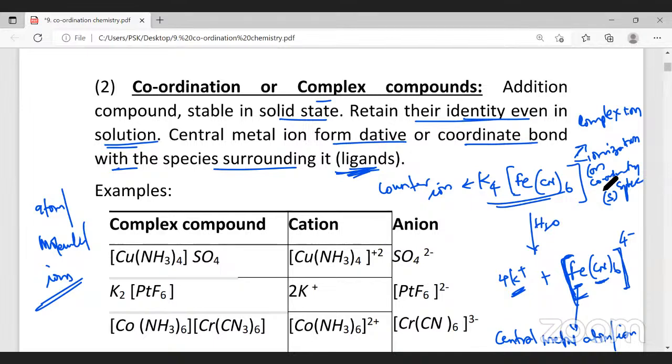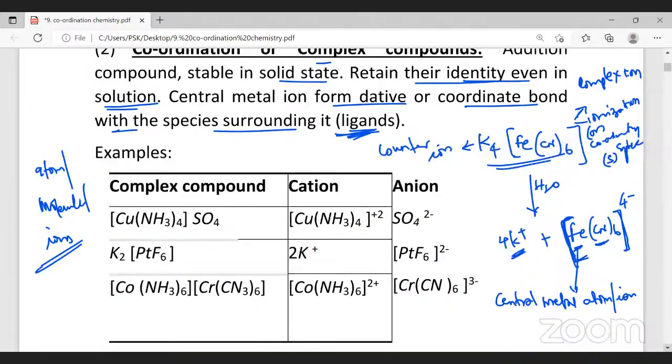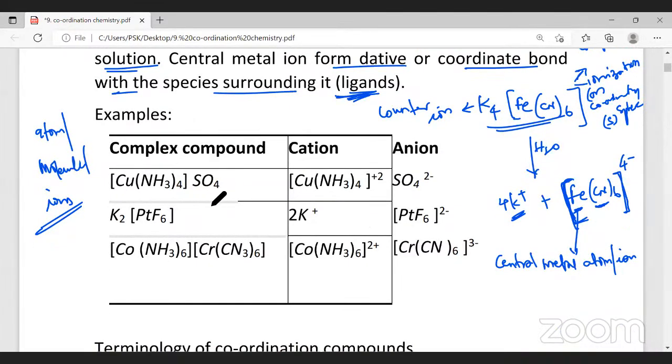Now, a few examples are given here. One is [Cu(NH3)4]SO4. You can see there's a square bracket here. This is a complex ion. When this compound is dissolved in water, you get the cation [Cu(NH3)4]2+ and the anion, which is a counter ion, while the cation is a complex ion. Now, if you take K2[PtF6], you get the cation potassium, and you get [PtF6]2-. This is a complex ion.